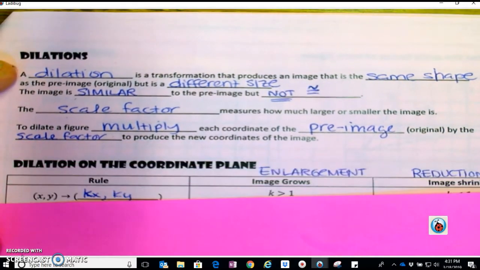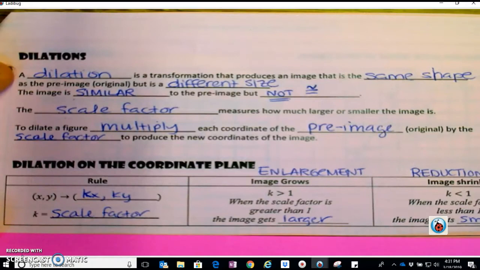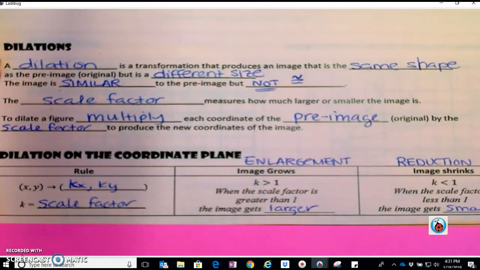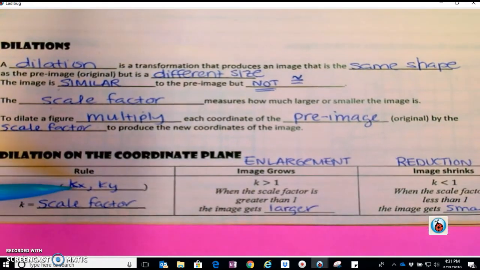Let's take a look at what that looks like in rule form. This looks all complicated, but it's really just saying whatever number you multiply by x, you have to take that same number and multiply it by y. And that k value is just standing for the scale factor.